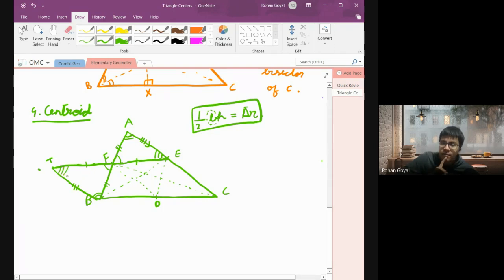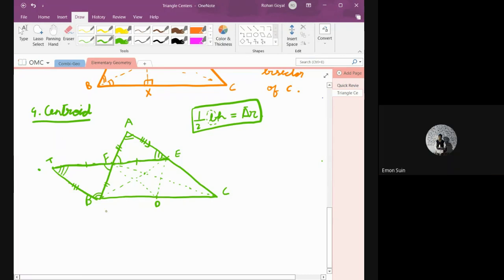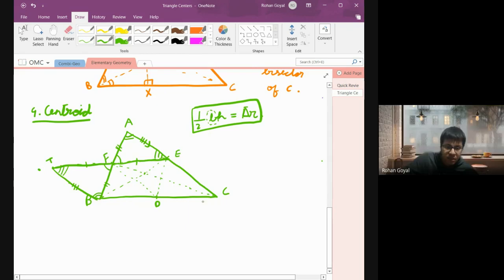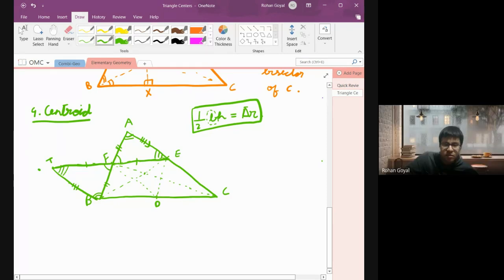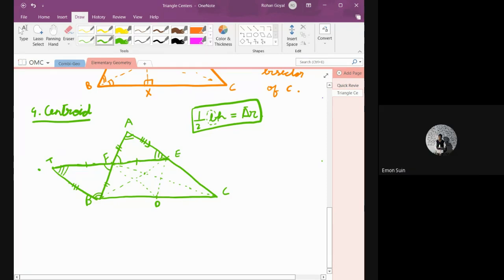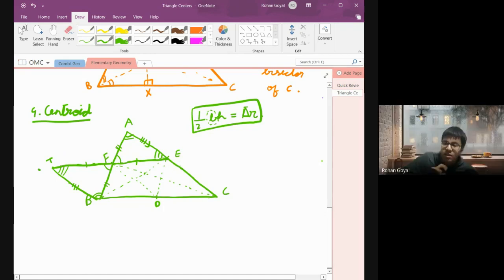What does this imply? This CE implies CA equals CE equals EA equals BT. So that implies BTEC is a parallelogram. Yes, it does. Very good.